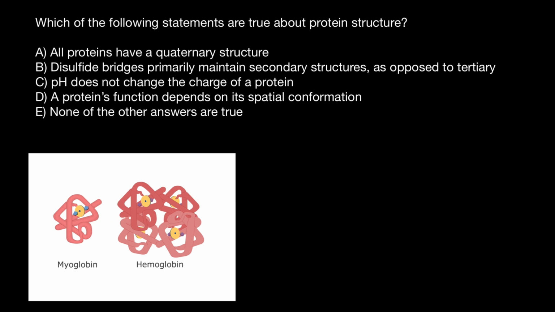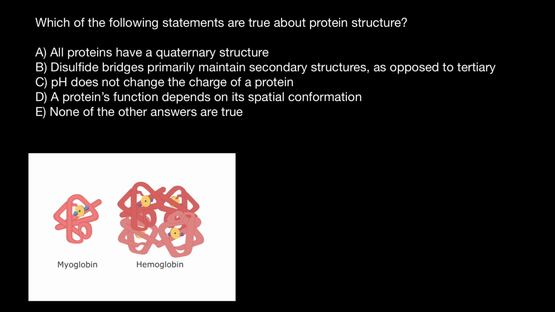Sometimes such subunits can be identical polypeptide chains, like in hemoglobin. Two alpha subunits are identical. Two beta subunits are also identical, but alpha and beta are different, and these polypeptide chains are coded by different genes. So the first statement is false.